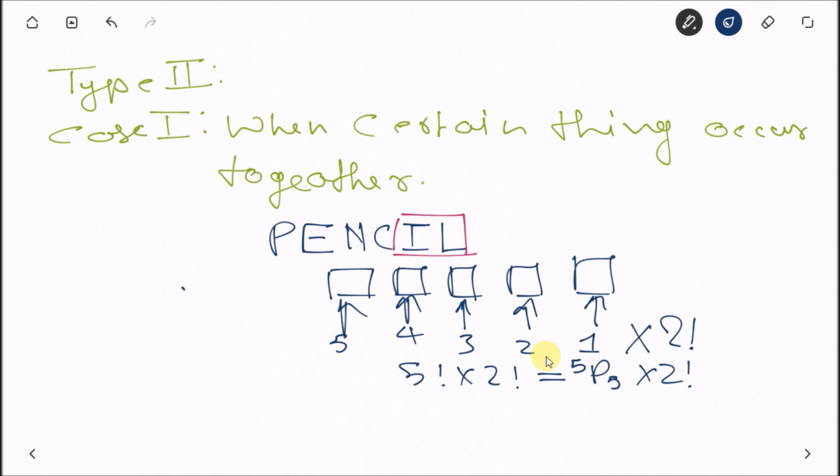And if it says that I and L should not be together, there is a very important question that can come in the examination, and you will have no clue if you do not understand that.